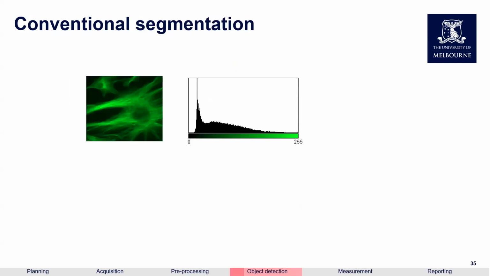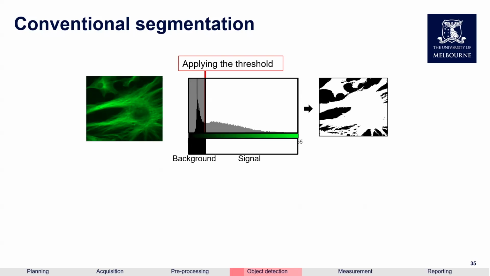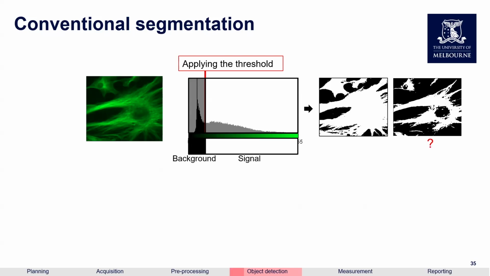In conventional segmentation, we set an intensity threshold to separate the signal from the background based on the image histogram, like this. This results in a binary image, which is black and white. When we use a different threshold value, obviously it's going to give a different result. So we need to set this objectively.